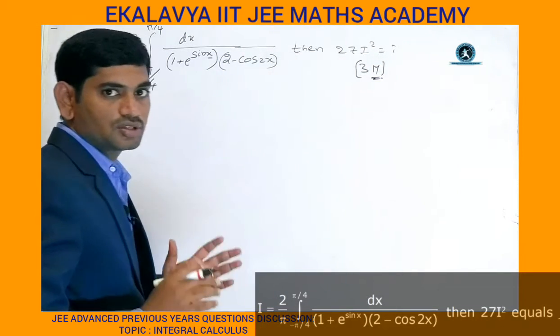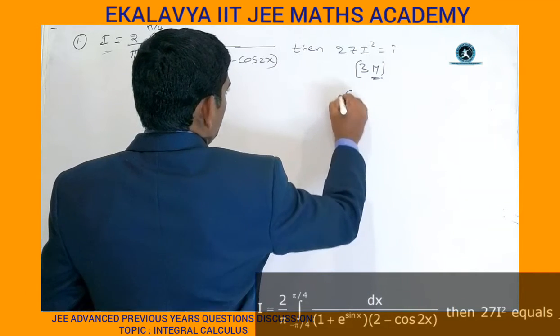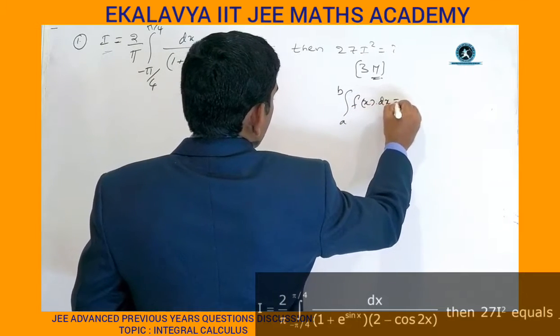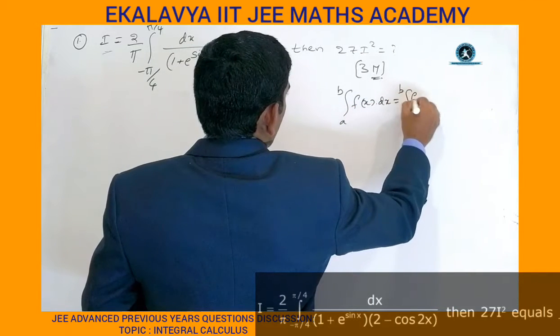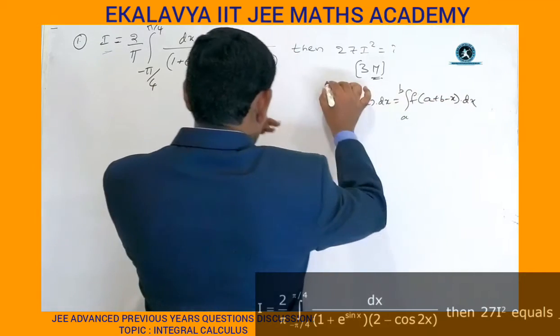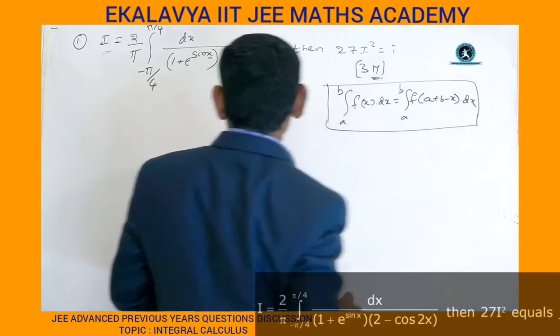Now see how we can solve. I am going to use this property for solving this type of problem: integration of a to b f of x dx is equal to integration of a to b f of (a plus b minus x) dx. So this is the property I am going to use here.